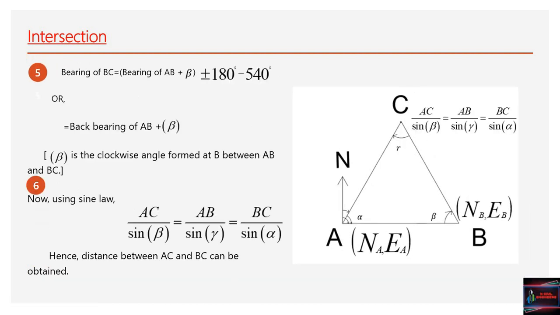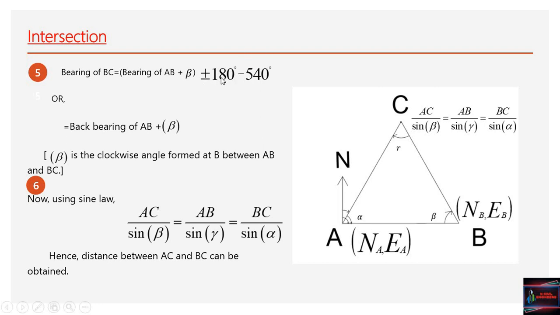Now we will also calculate the bearing of BC. For that we use the formula: bearing of AB plus beta, plus or minus 180 degrees, minus 540 degrees. This comes from the formula: bearing of previous line plus the clockwise angle between the two lines, that is AB and BC, plus or minus 180 degrees, minus 540 degrees.